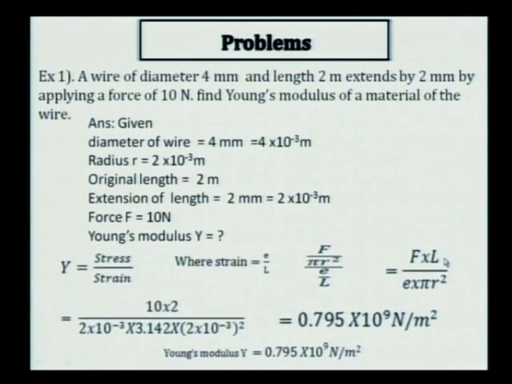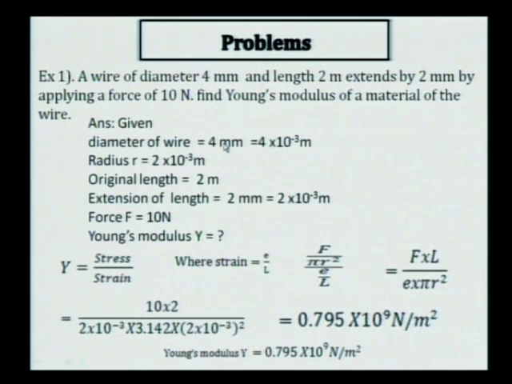Now we are going towards the first problem. Read this problem carefully. First one, what is given in this example? A wire of diameter 4 mm and length 2 meter extends by 2 mm by applying a force of 10 Newton. Find Young's modulus of the material of the wire. Now, what is given? First sentence, a wire of diameter 4 mm. What is given? Diameter of wire equals 4 mm.